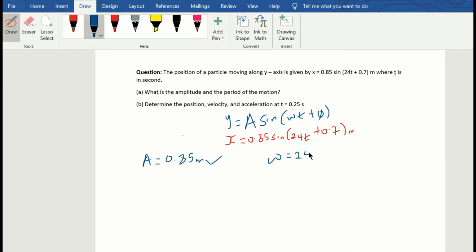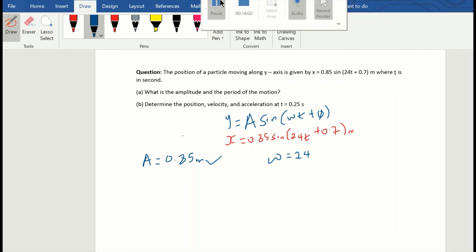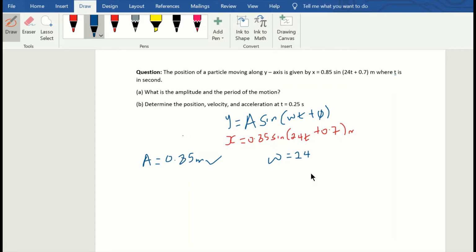Angular frequency is 24. From this, we can find the period. Now I have known my amplitude. What next is to find the period. And please remember that the unit for angular frequency is radians per second.